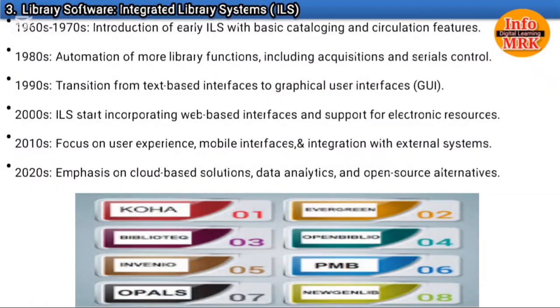Now we are going to discuss point number 3, library software. ILS, integrated library software, plays a very important role in the development of libraries. In the 1960s and 70s, early ILS with basic cataloging and circulation features were introduced. In 1980, automation of more library functions including acquisitions and serial control was used. In the 90s, transition from text-based interfaces to graphical user interfaces took place.